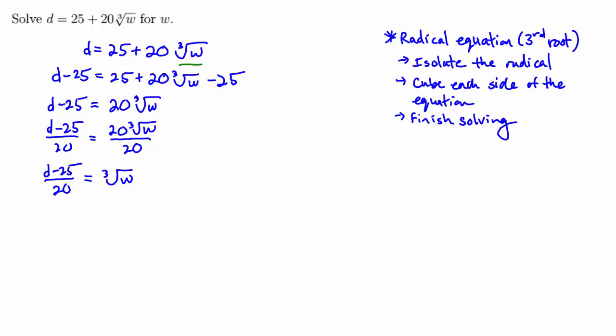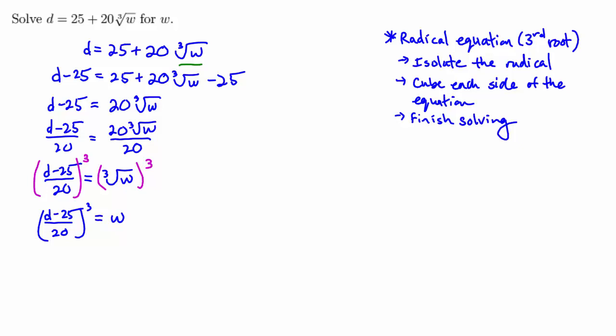From here, we have the cube root of w. To get w on its own, we will cube each side. So we'll take that cube root of w, and we'll cube it, and we'll take that d minus 25 over 20, and then we'll cube that. So we're cubing that whole left-hand expression. I'm going to leave this for now as d minus 25 over 20 quantity cubed, and set that equal to w.